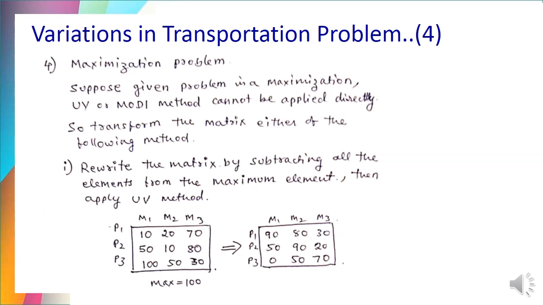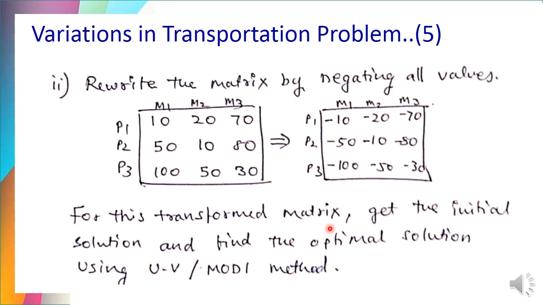Another possibility is to rewrite the matrix by negating all the values. For example, if this is the cost matrix given, negate it. All the maximum values become minimum values now. So negate all the values. This is the updated cost matrix. The original problem is a maximization one, and now the problem becomes a minimization problem. So for this transformed matrix, get the initial solution and apply the UV method to get the optimal solution.